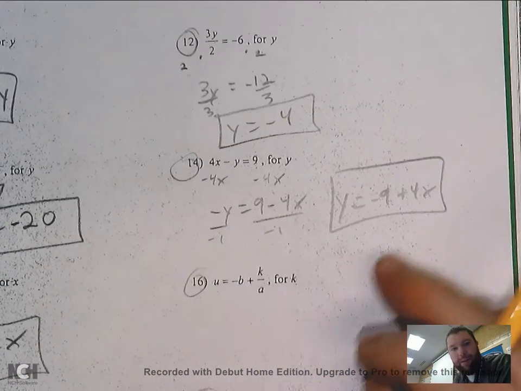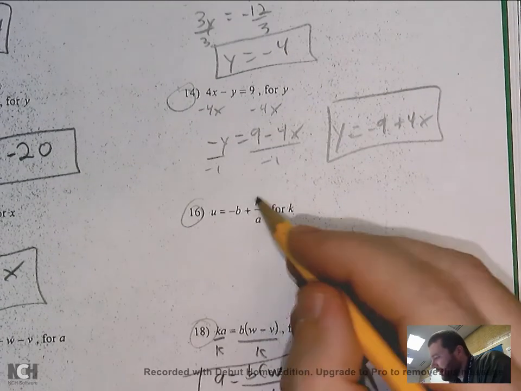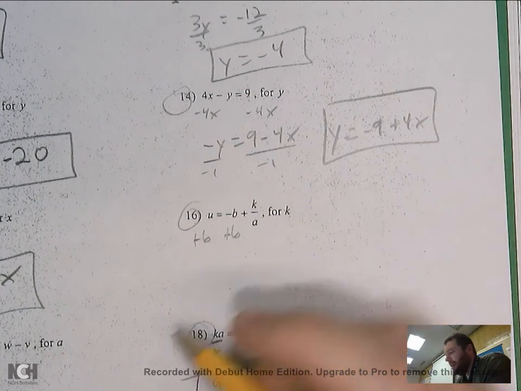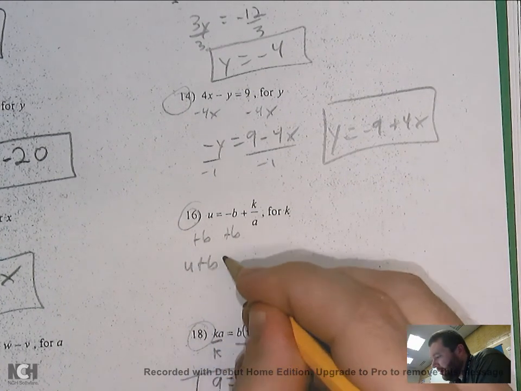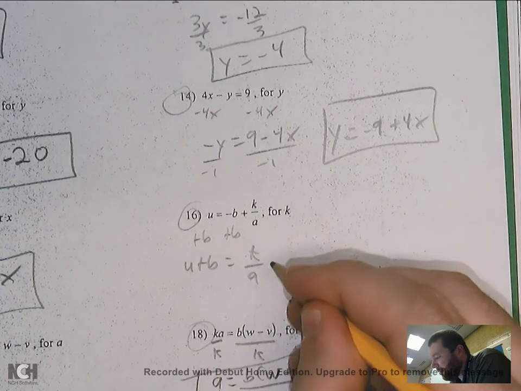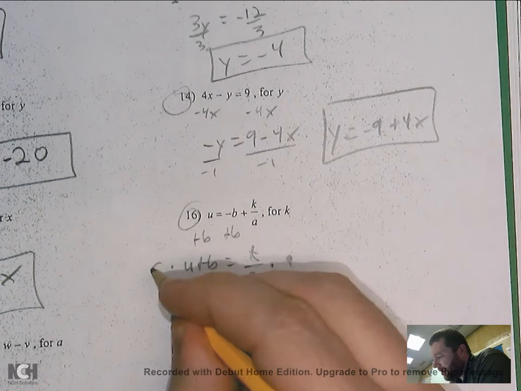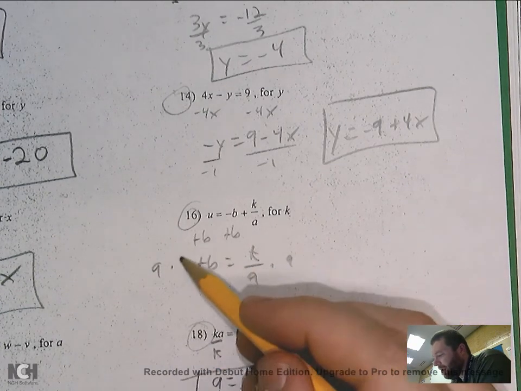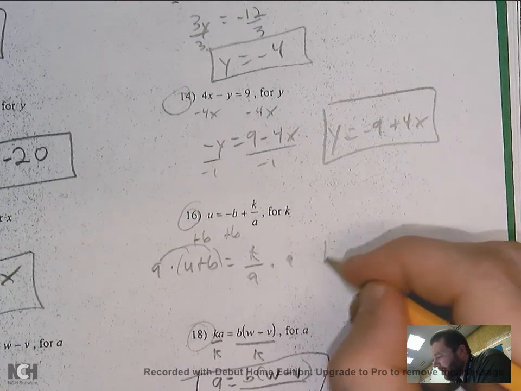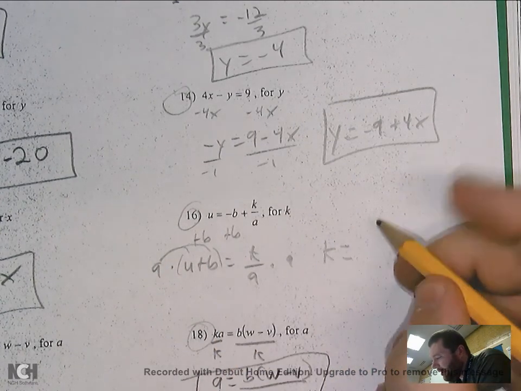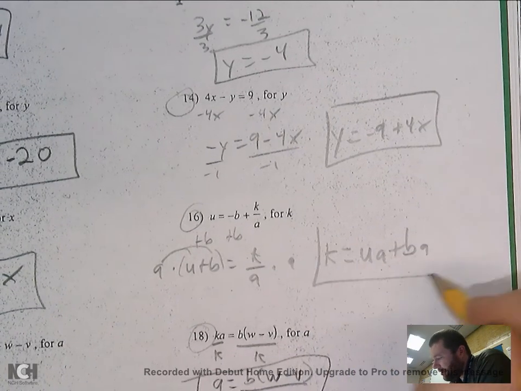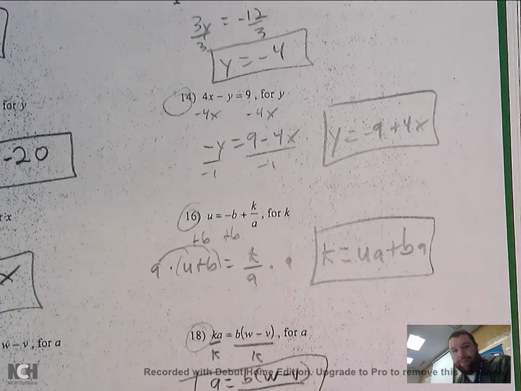And then, next one, we're solving for k. So got to get the k by itself, so I'm going to start by adding the b. And that would give me u plus b is equal to k over a. Now I get rid of the best friend, which is a, so I'm going to multiply each side by a. Now this is where it gets a little tricky because I'm multiplying 2 terms. I've got to distribute that a to both terms. Okay, so k is actually going to equal ua plus ba. And k is by itself, all done.